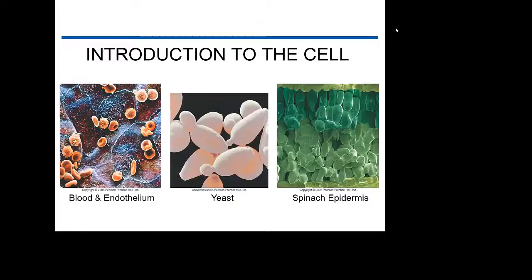So to start out, let's think a little bit about what it means to be a cell. There are a lot of different types of cells. In this case, we've got plant cells. We've got yeast that you're probably familiar with. This is one of the only single-celled eukaryotes. So we talk about yeast a lot as being a very special kind of cell.